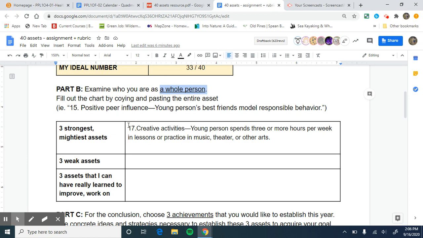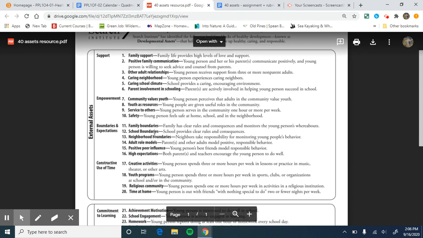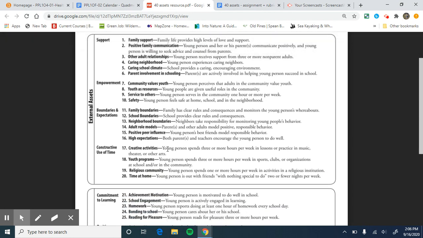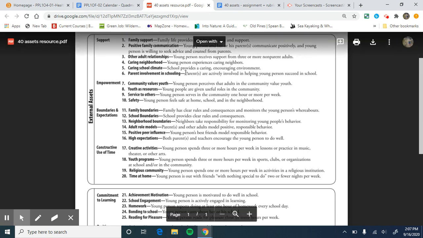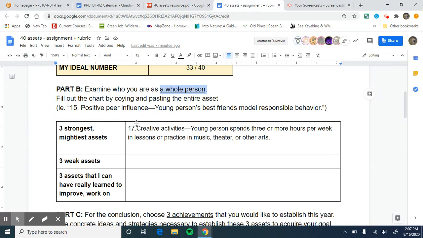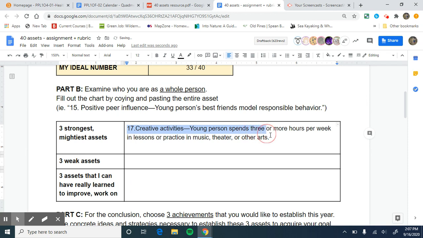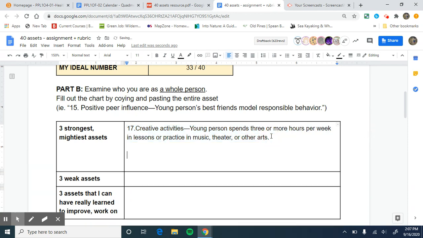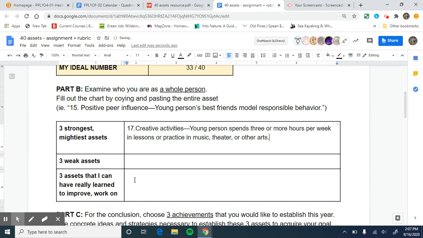So for example, if number 17 from this list over here, creative activities, young person spends 3 or more hours per week in lessons or practice in music, theater, or other arts. So let's say that's an asset for you. You would include 17 and you would include the entire asset described as per the document right there. So there's your first one, and then you would include a second one, and then obviously a third one. So make sure you do this for all 3 categories. So in total, you will have 9 assets filled out in this chart. Great, part B is now done.